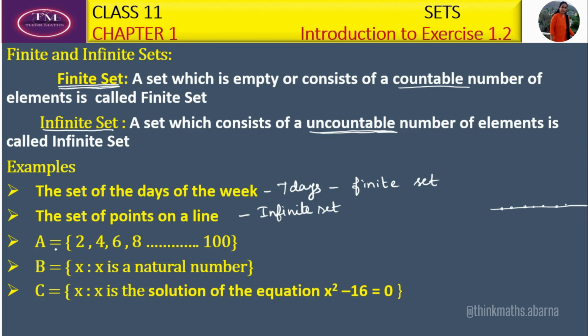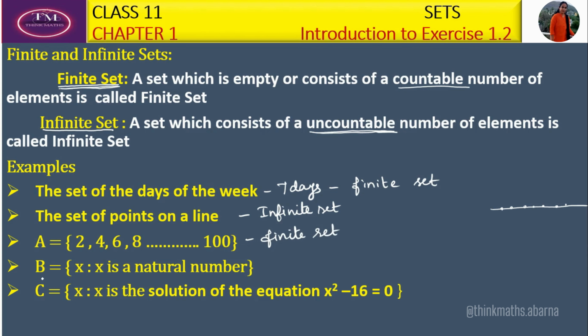Next, A is equal to the set of all 2, 4, 6, 8 up to 100. So here A is nothing but the set of even numbers less than or equal to 100. So we can count it. It is from 2 to 100. We can write all the numbers from 2 to 100 and count them. So it is a finite set.